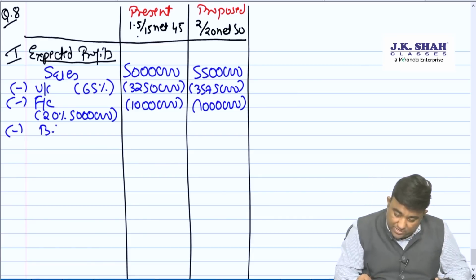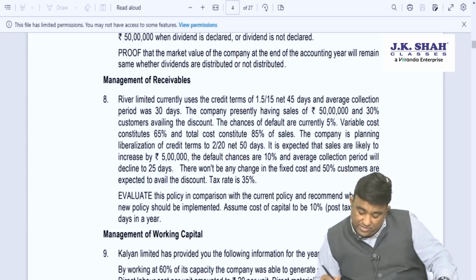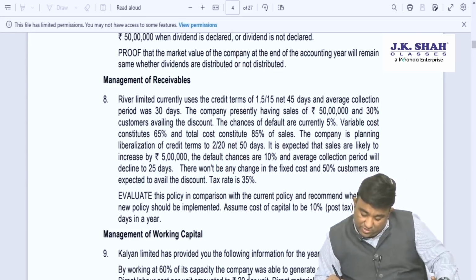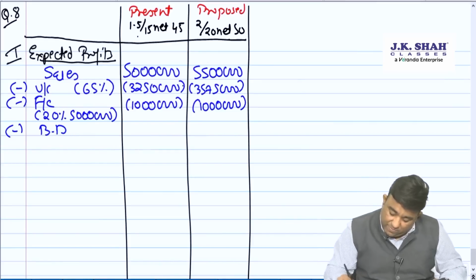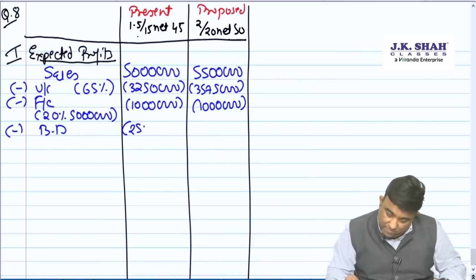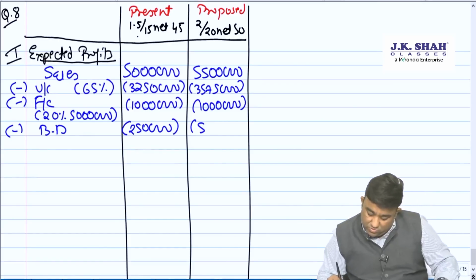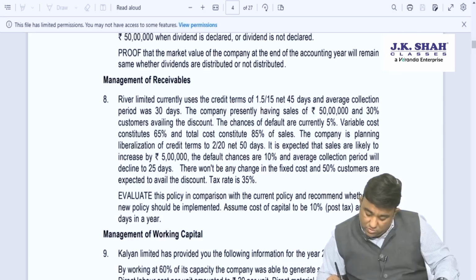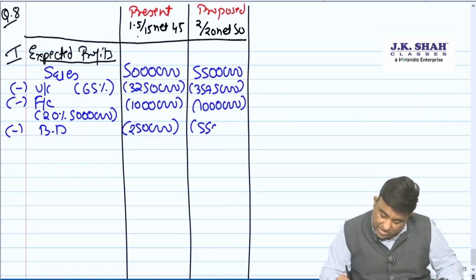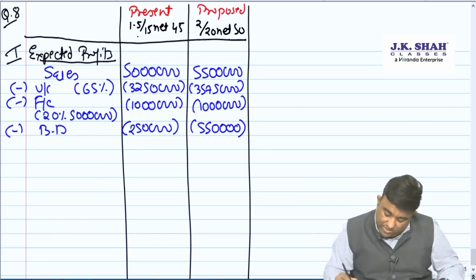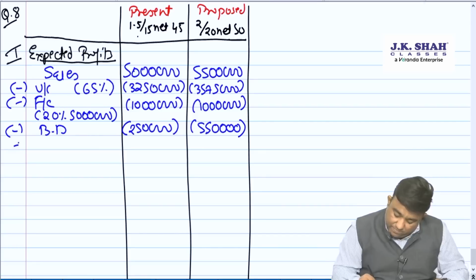Minus bad debt. As of now, the bad debt is 5%, and future bad debt is going to be 10%. So 5% is 2 lakh 50,000, and 10% is going to be how much? Let me check. Bad debt default charges will be 10%, that is 5 lakh 50,000. And further, minus discount allowed.